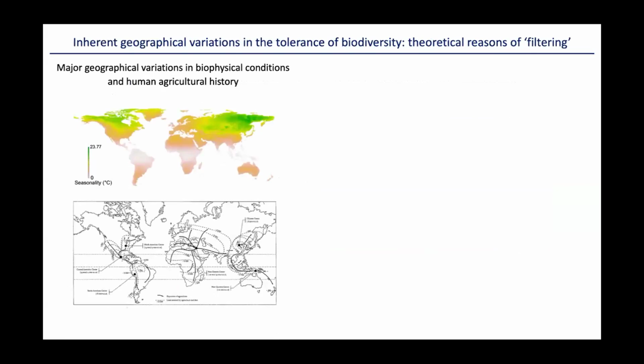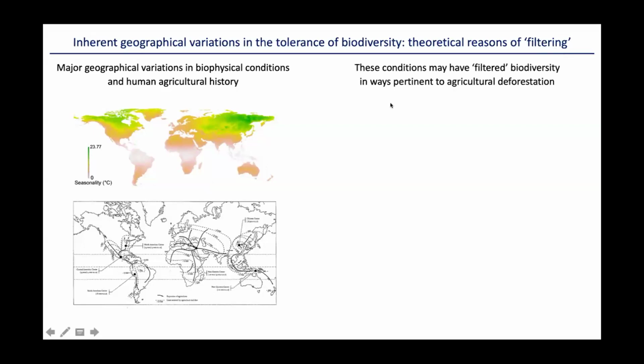So there's actually some pretty compelling theoretical reasons why such a question may be posed. Here I'm showing a figure of the global map, showing the variation in some environmental conditions, to show that there's actually quite considerable global variation in, for example, the natural conditions of seasonality, but also human agricultural history. And I'm linking in a concept called filtering, which is arguably a familiar concept in community ecology.